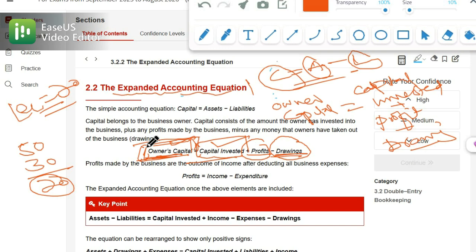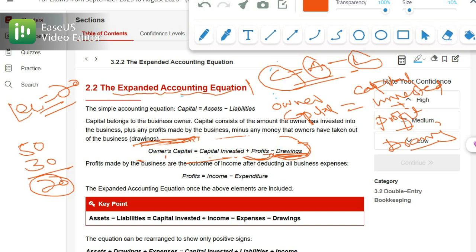So what we have understood here is that when the owner invests money, we call that capital invested. When the business earns income and income is greater than expenses, we call that profit. And if the owner takes money for personal use, which reduces the owner capital, we call that drawing. After capital invested plus profit less drawing, we have owner capital. Okay, now let's move on.